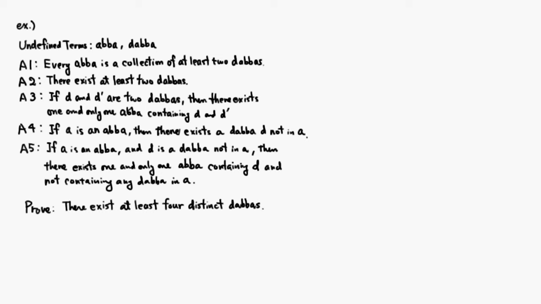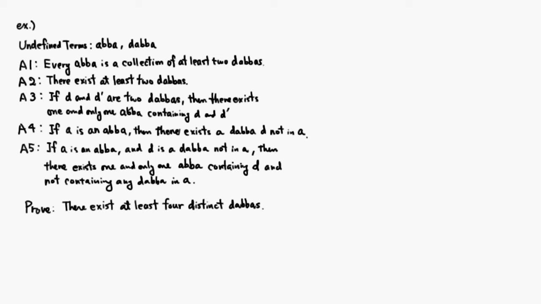Axiom 3: if D and D prime are two dabas, then there exists one and only one, so there exists exactly one aba containing both D and D prime. Axiom 4: if A is an aba, then there exists a daba D not in A. Axiom 5: if A is an aba and D is a daba not in A, then there exists exactly one aba containing D and not containing any daba in A.